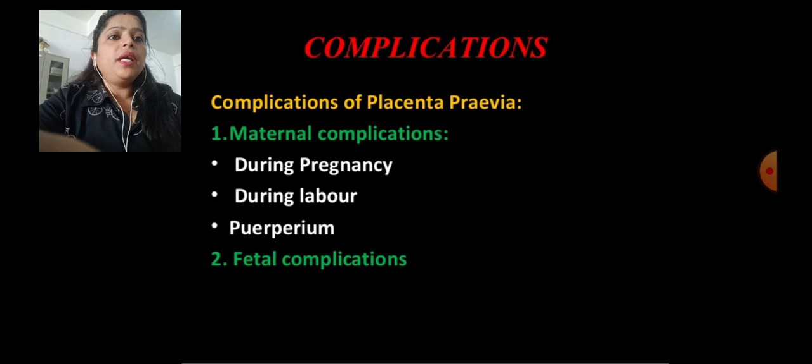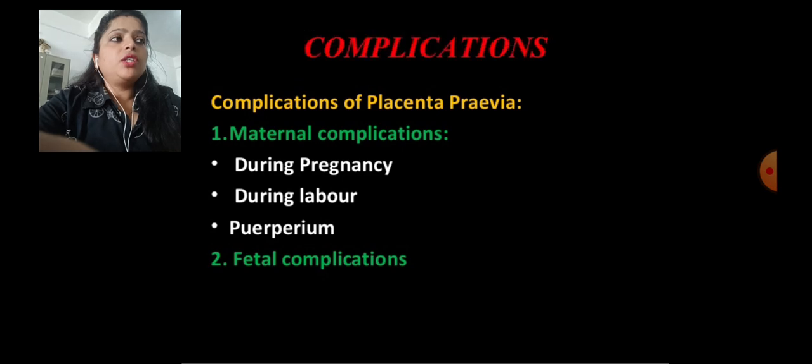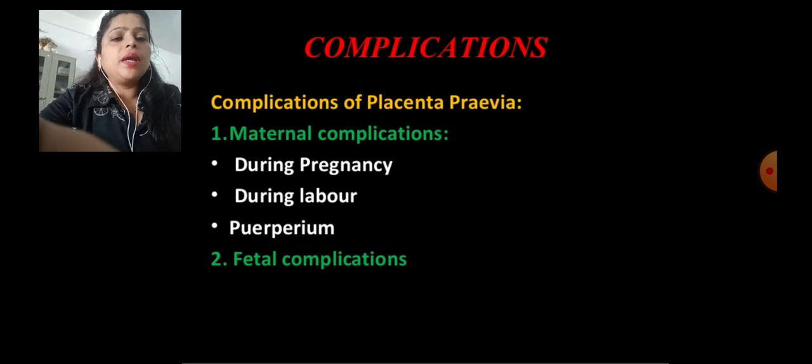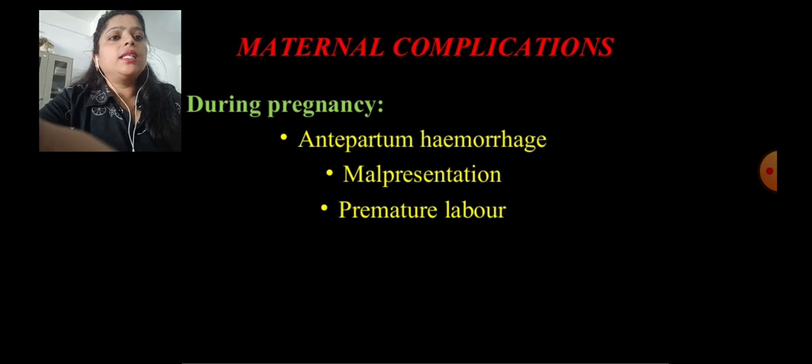What are the complications of placenta previa? The complications depend upon two: maternal complications and fetal complications. In maternal complications, there are various complications that occur during pregnancy, during labor and during puerperium, and then fetal complications. Let's deal with them one by one. During pregnancy comes antepartum hemorrhage. When the female has conceived, during her antenatal period, antepartum hemorrhage is one of the major causes.